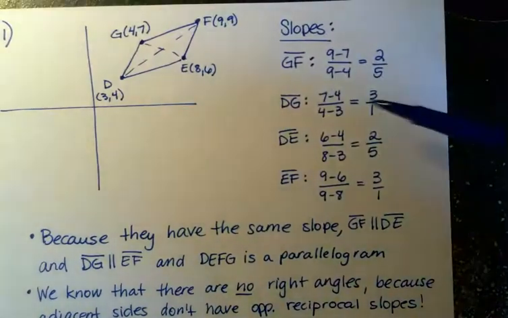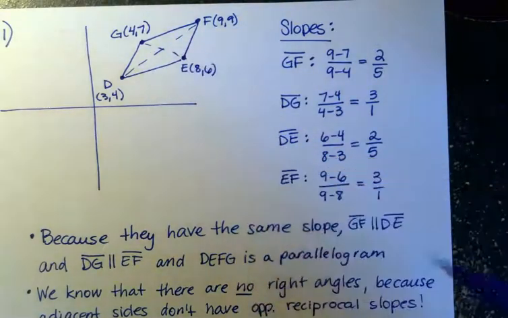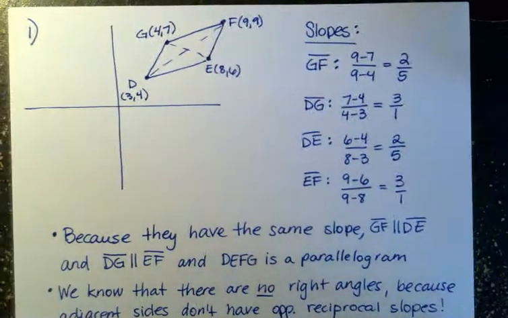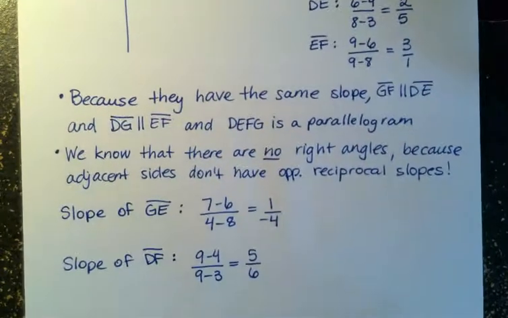In case you were thinking, well, you already did the slopes. I did the slopes of the sides. We're talking about the dotted lines here, the diagonals. Remember that technically a diagonal is basically a segment connecting any 2 points or 2 vertices that are not already connected by the sides. So G to E and D to F. So I found those slopes, and here they are.